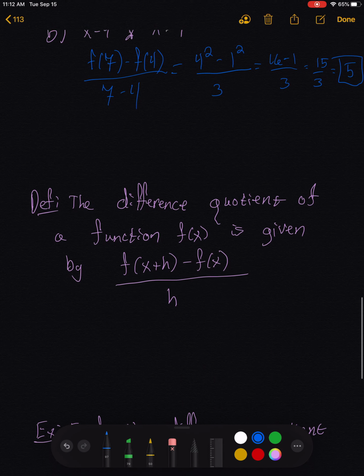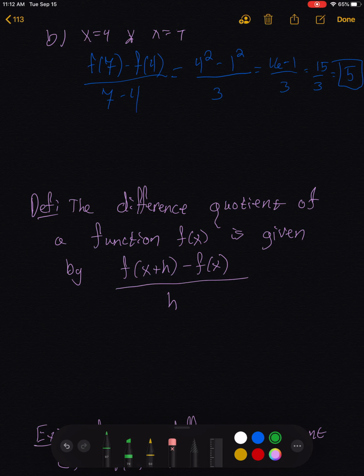Now, one generic average rate of change we might look at is something called the difference quotient. And as a definition, the difference quotient of a function f is given by f of x plus h minus f of x, over h.